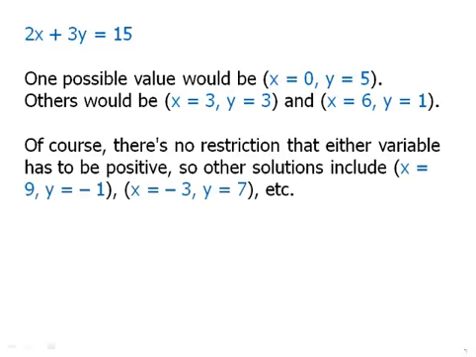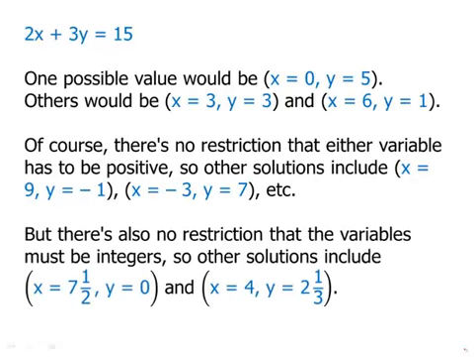Of course, there's no restriction that either variable has to be positive, so other solutions include x equals 9, y equals -1, or x equals -3 and y equals positive 7. And as you can imagine, we could make x more and more negative and make y more and more positive, or vice versa, so we could get quite a few solutions of that sort.